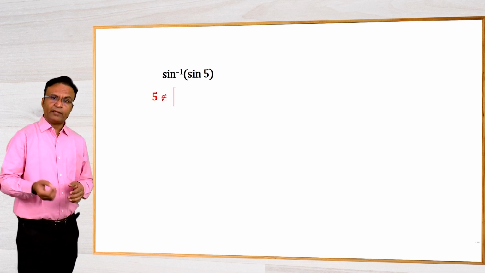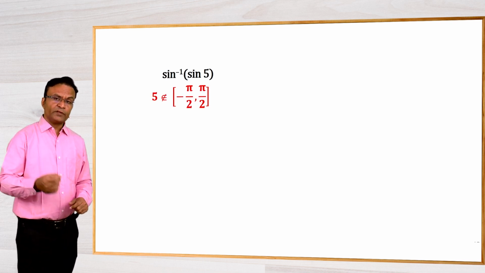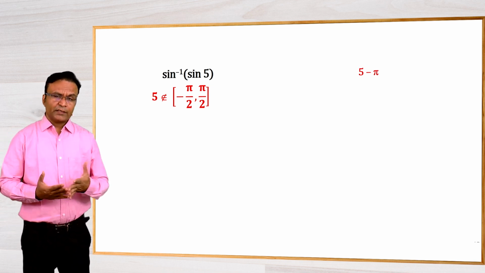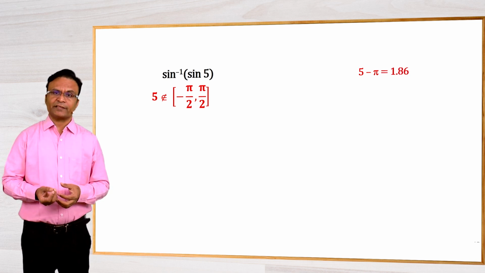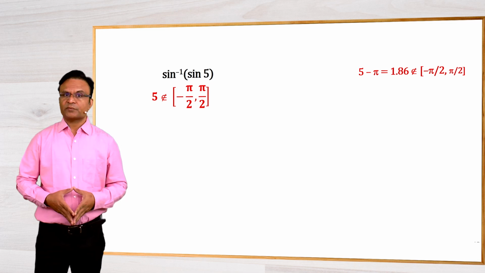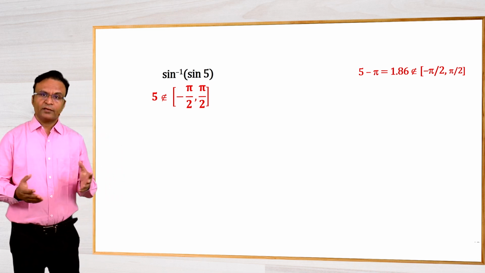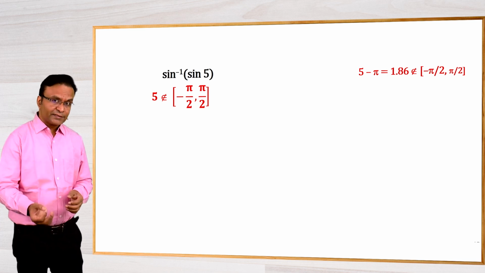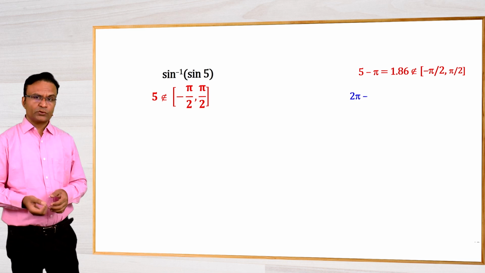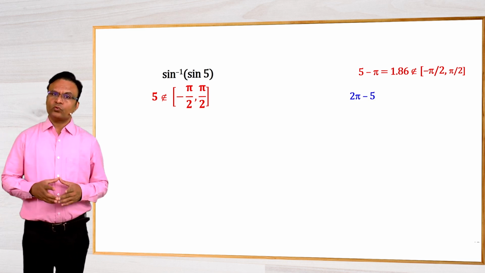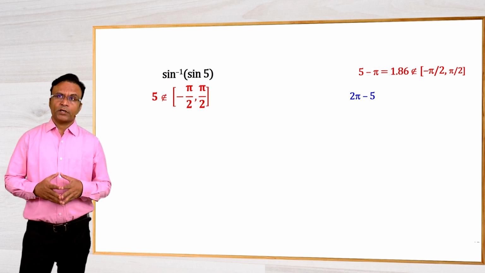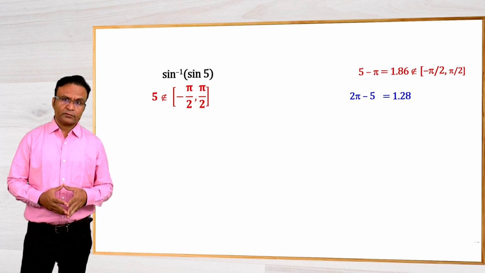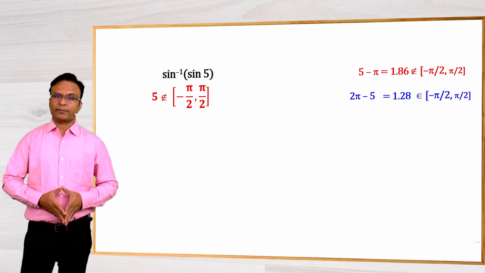Now can we take the help of pi? The difference of 5 and pi is 5 minus 3.14, which is equal to 1.86, and this value does not belong to minus pi by 2 to pi by 2. So here we don't get any help from pi. So we consider the next integral multiple of pi, which is 2 pi. The difference of 2 pi and 5 is 6.28 minus 5, which is equal to 1.28, which is in minus pi by 2 to pi by 2.